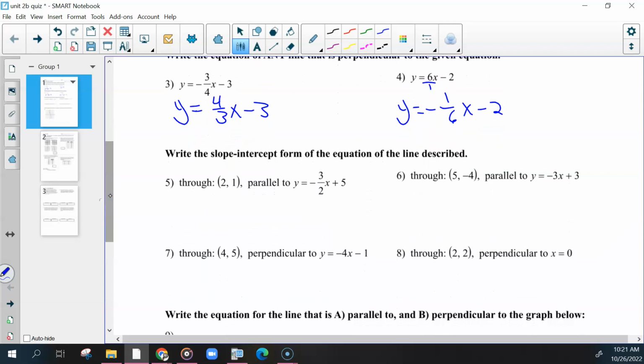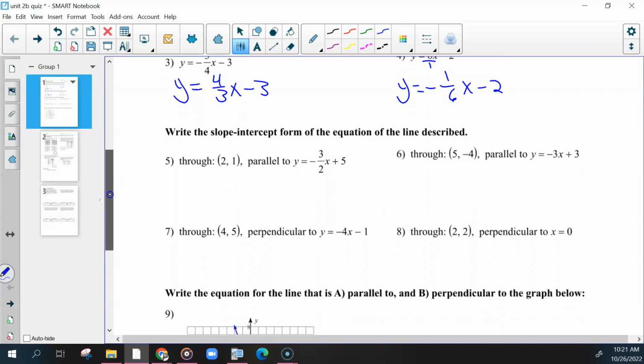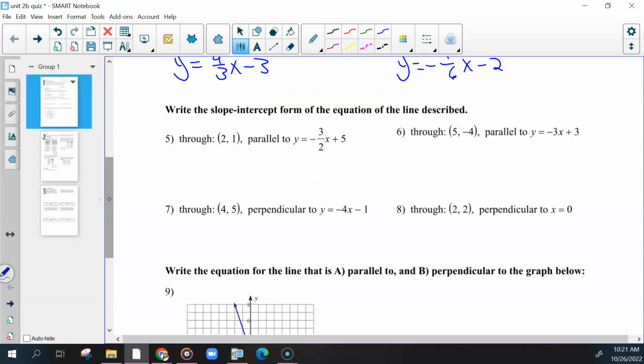And then, so those were each worth 1 point, getting the equation correct with the right slope and either a different y-intercept for the first two or the same or different for the last two. 5 through 8 were all worth 2 points, one for the work, one for the answer.